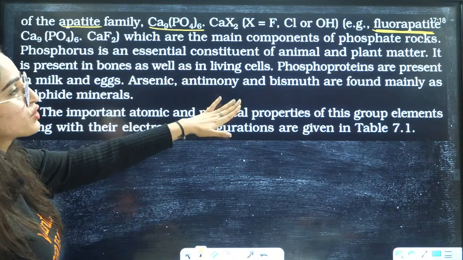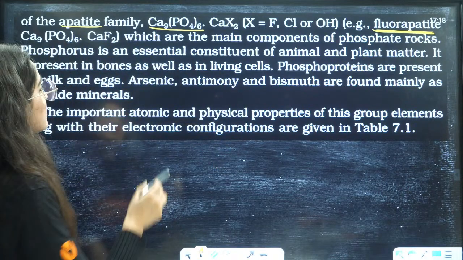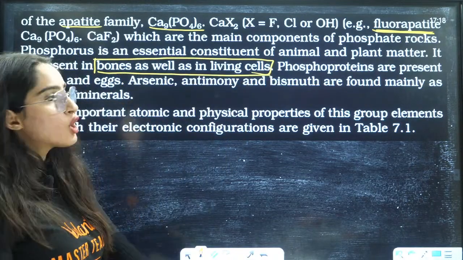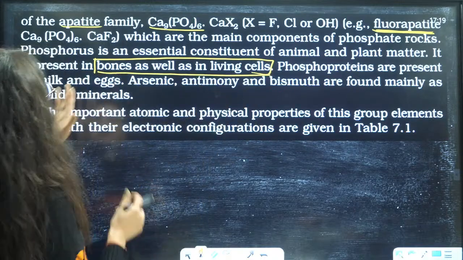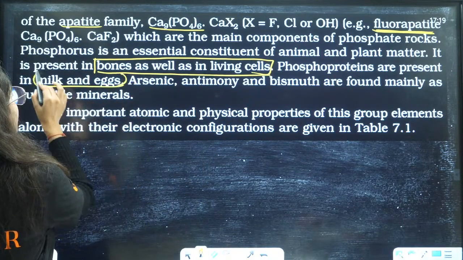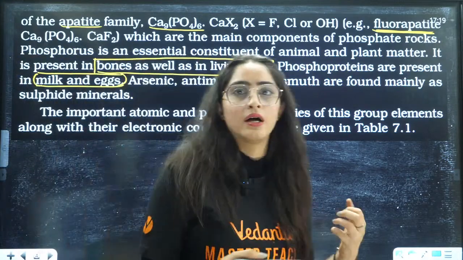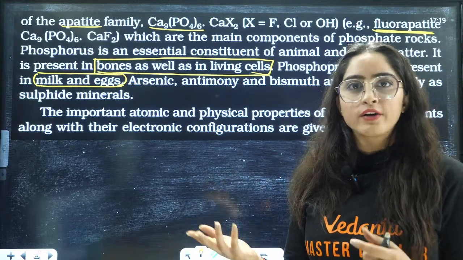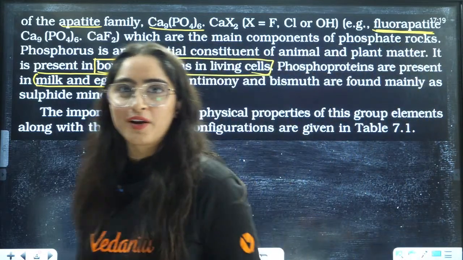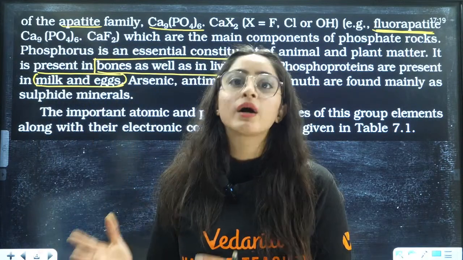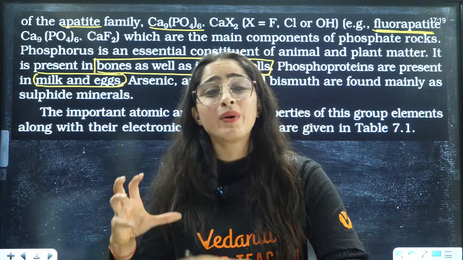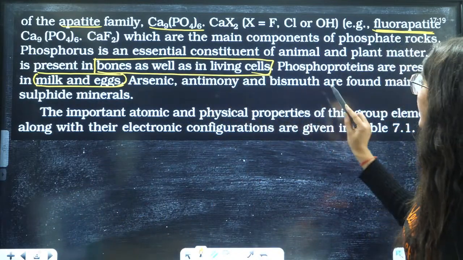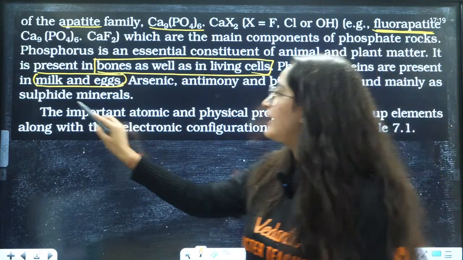Phosphorus is an essential constituent of animal and plant matter. It is present in bones as well as living cells. In our body also it is present. So phosphoproteins are present in milk and eggs. When we drink milk, when we eat eggs, they are not vegetarian. Milk we call vegetarian, but it is derived from a cow, so it is basically coming from an animal only. That is why it has that kind of proteins. Arsenic, antimony and bismuth are found mainly as sulfide minerals.